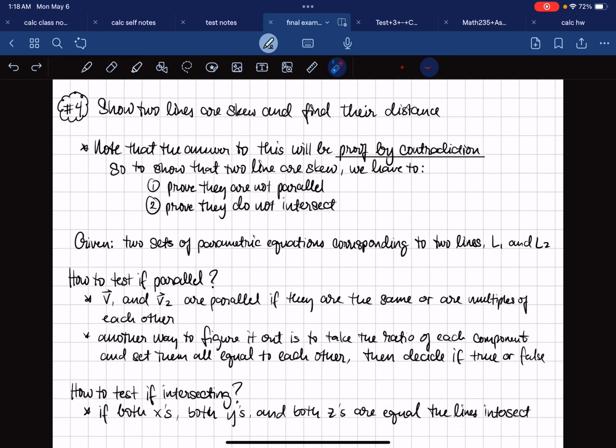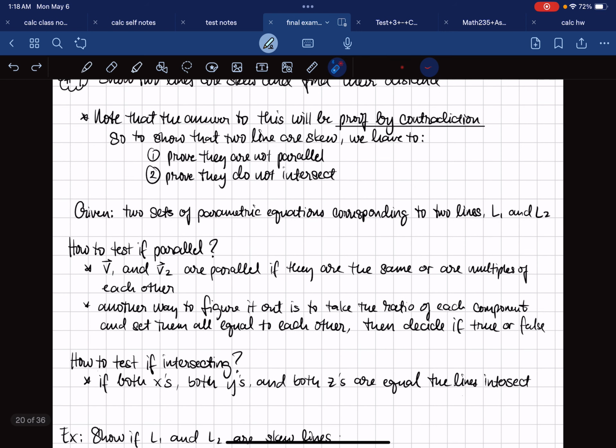Proof by contradiction means that we have to prove that everything else is wrong to say that this is right, that they are skew. So we have to prove two things: that they are not parallel and that they do not intersect. What's going to be given is two sets of parametric equations corresponding to lines L1 and L2.